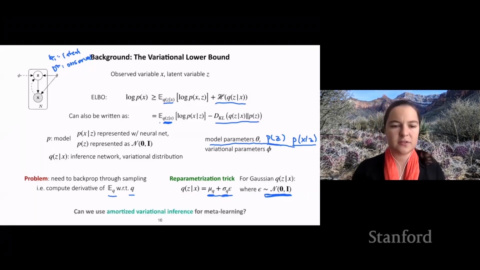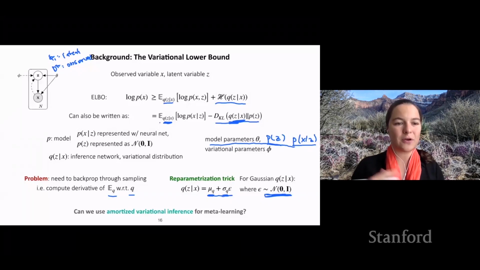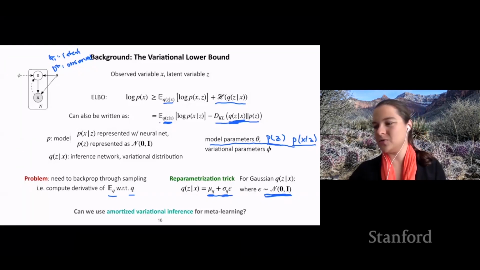Lastly, this is called amortized variational inference because this inference network Q is doing what's called amortized inference: instead of trying to optimize over z for each example, you're estimating it by training a model that estimates it for you.